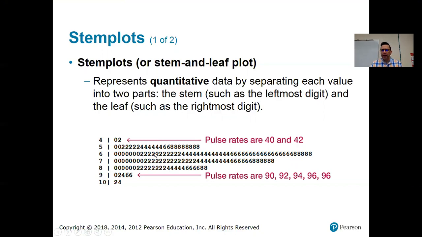It is a quick and easy way to put a set of data in order. So I don't know exactly how many there are here. Looks like there might be about 100. So if somebody gave you this list that they just collected, it would not likely be in numerical order. So if you were trying to put it in numerical order and you didn't have access to any technology, you could just make a stem and leaf plot.